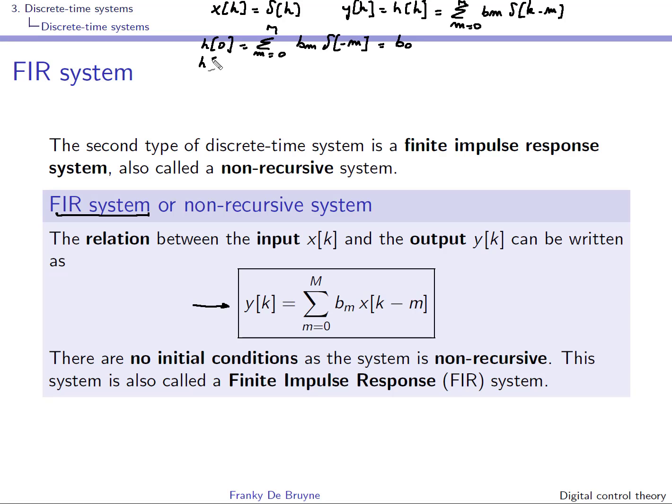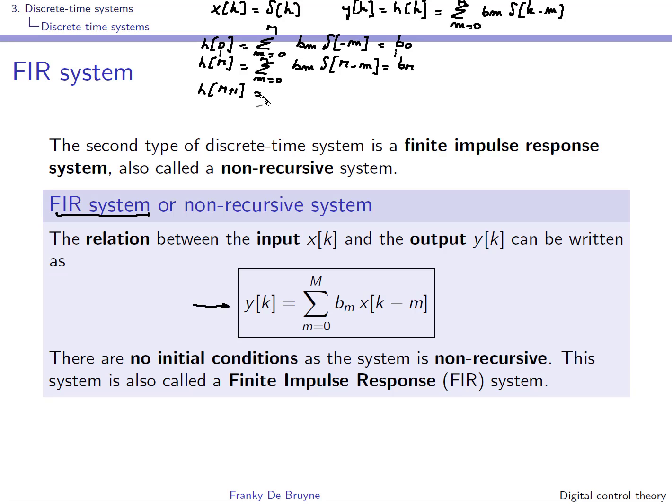You can do this up to h of M. Let's do this. Okay, so b m, and we'll have delta. We have to replace k by M, so we'll have uppercase M minus lowercase m. And in this equation, there will be only one term that will contribute. Well, the case where lowercase m is equal to uppercase M, so this will lead to b M. Okay, but in between, of course, we had h of 1 is equal to b1, h of 2 is equal to b2, etc.